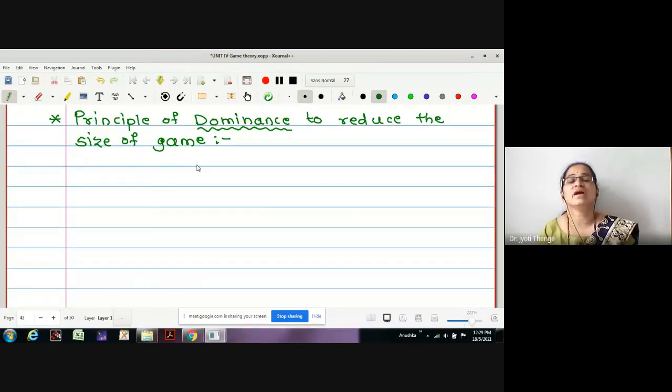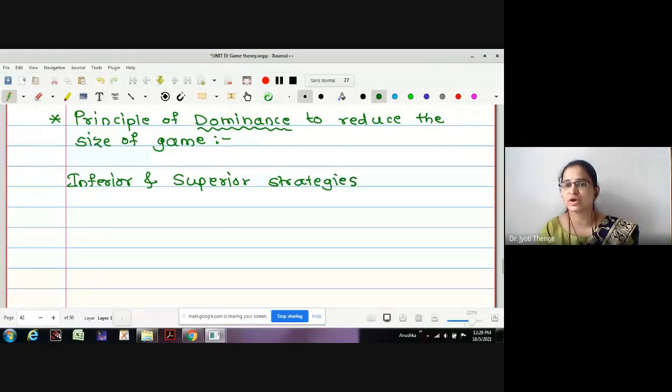Now, we will use this dominance property to reduce the size of a payoff matrix. Once we reduce the size of a payoff matrix, we can use the methods which we have studied till now. Okay. Now, in order to reduce by the dominance property, we are going to define inferior and superior strategies. The definition is very easy.